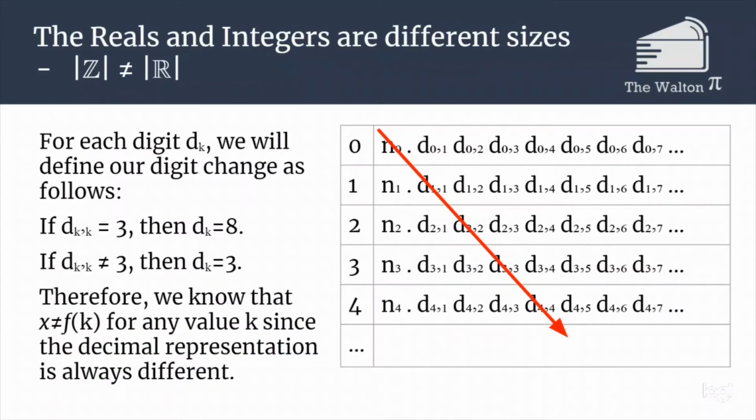So, because every single spot is going to have some digit that's different, x is not going to be equal to any of these numbers that's already in the list, which means that it's always going to be different. So we have found, or specifically constructed, a real number that never shows up in the list.